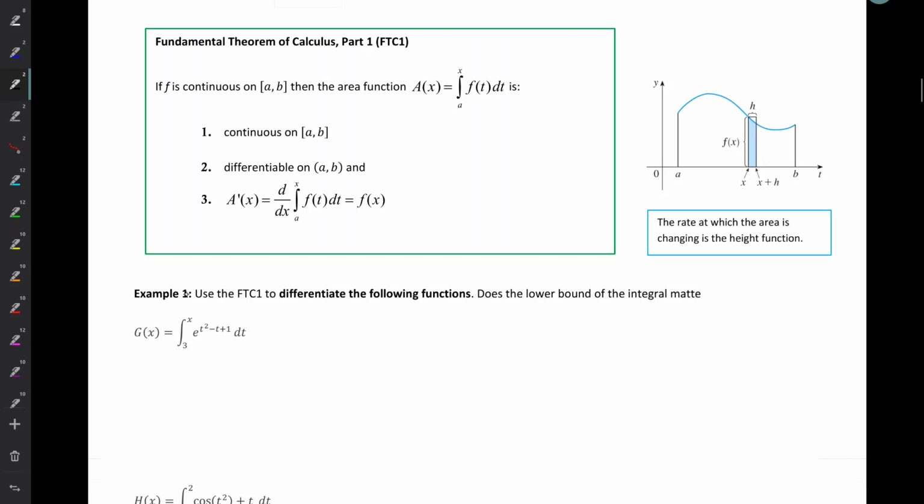Alright, so in this video we're going to do example 2. I accidentally called this 1. Got off on my numbering. So we're going to be using the fundamental theorem of calculus part 1 to take the derivative of the following functions.